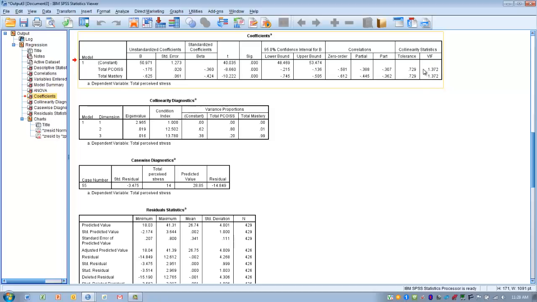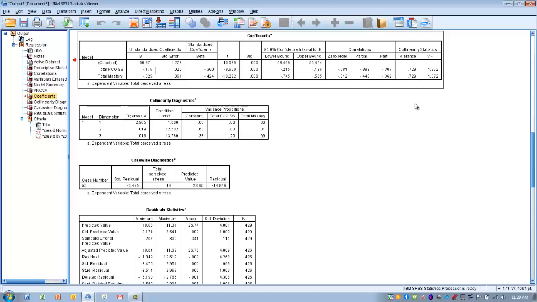Okay, so the variance inflation factor, we can look at that next. And this is basically just the inverse of the tolerance value. And when we have VIF values above 10, that would be a concern indicating multicollinearity. And as we can see here, our VIF values are 1.37, which is well below the value of 10. So both of these statistics give us an idea that we do not have multicollinearity. So we've met the assumption of multicollinearity, in other words, not having multicollinearity.